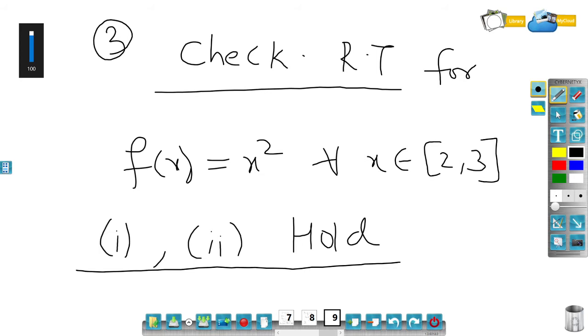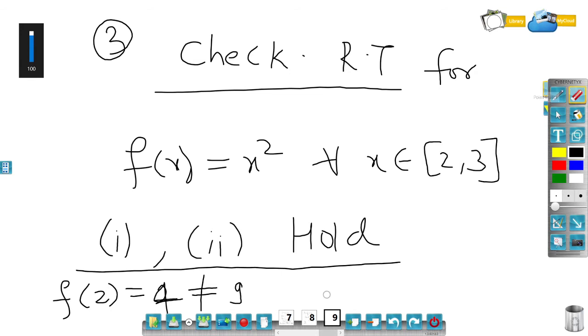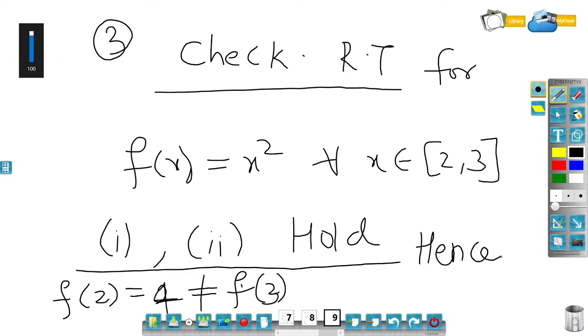But condition number 3 does not hold because f at 2 is 4, which is not equal to f at 3, which is 9, right? So you can see f at 2 is not equal to f at 3, hence Rolle's theorem cannot be applied.